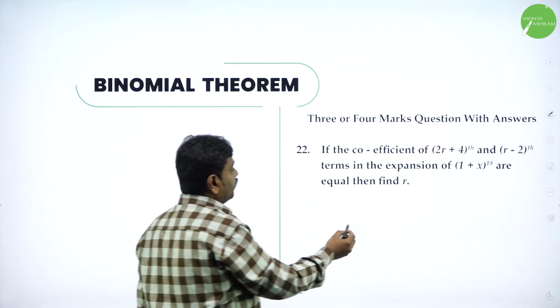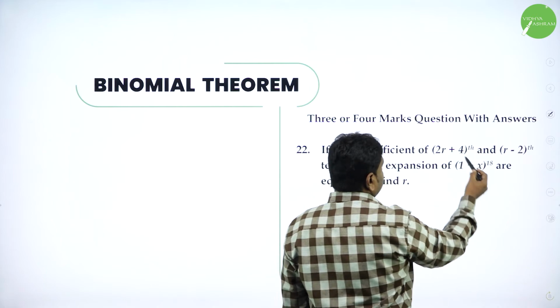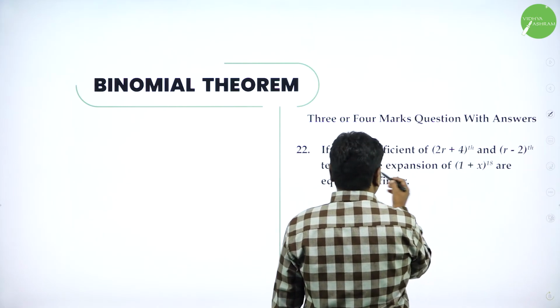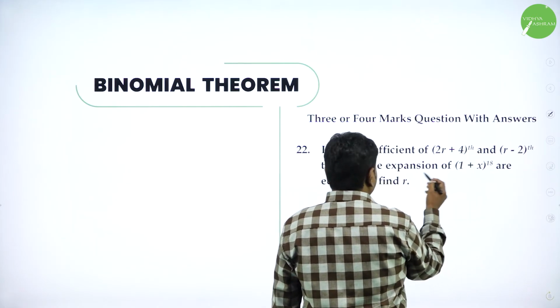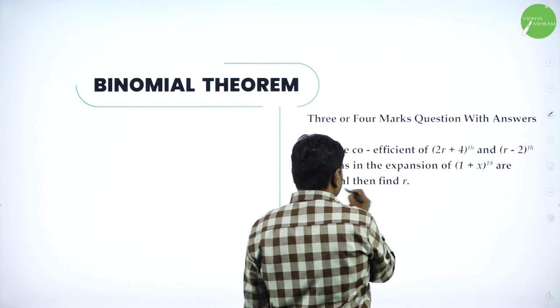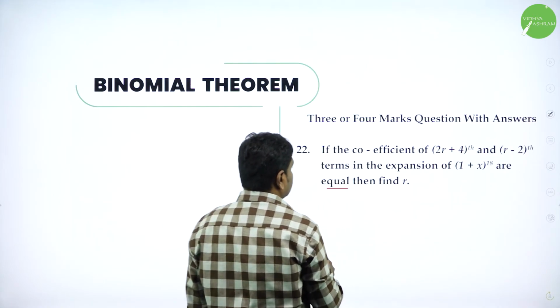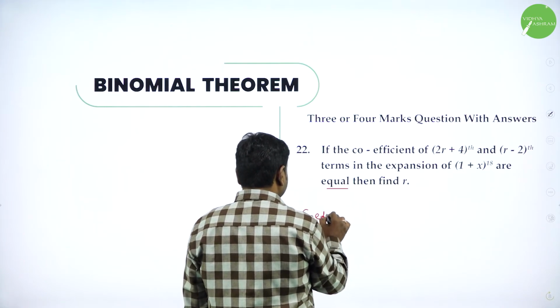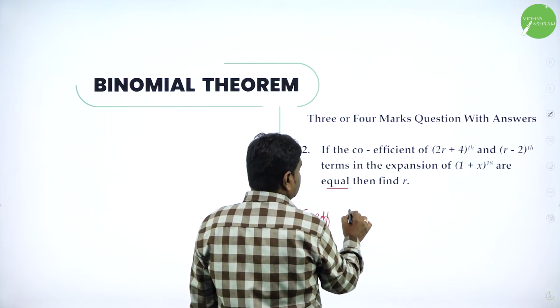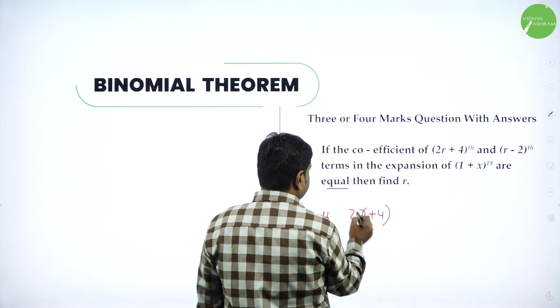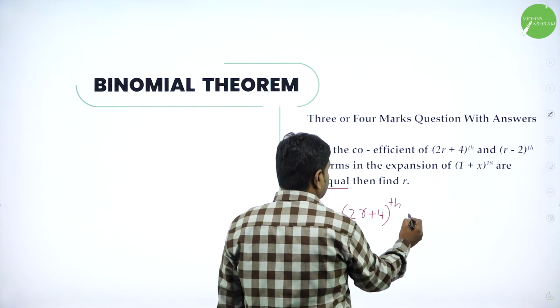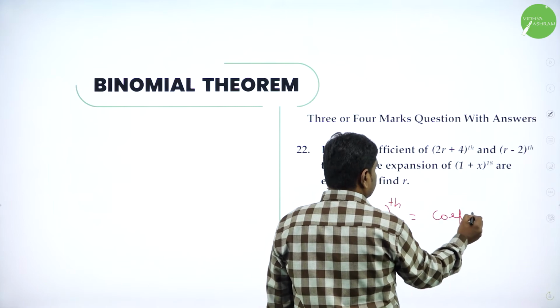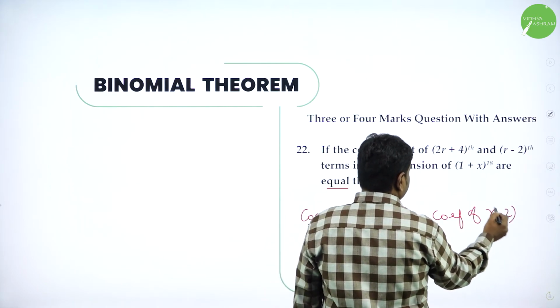The coefficient of 2r plus 4th term and r minus 2th term in the expansion of 1 plus x power 18 are equal, then r is. So they told coefficient of 2r plus 4th term is equal to coefficient of r minus 2th term.